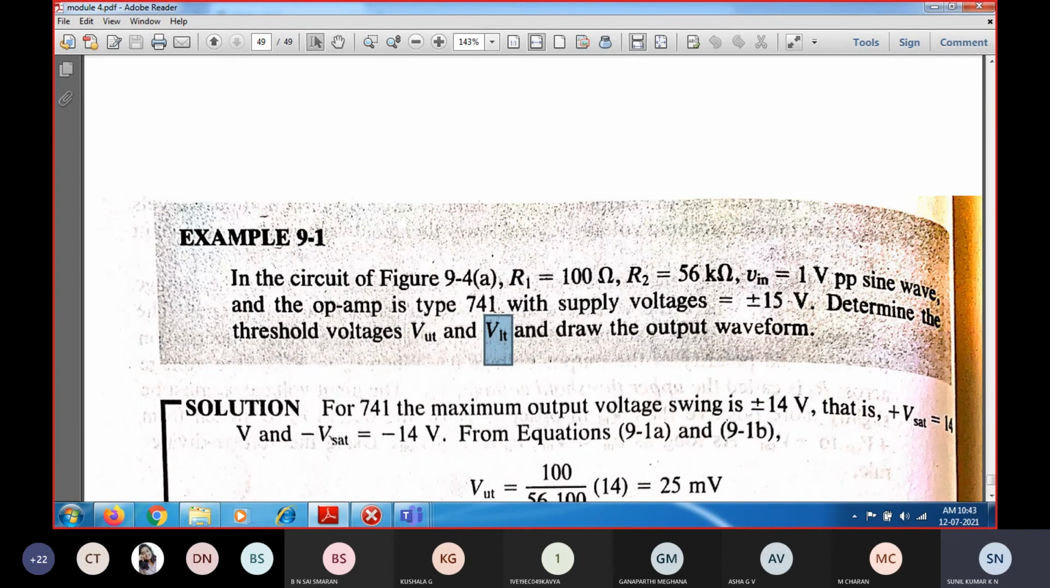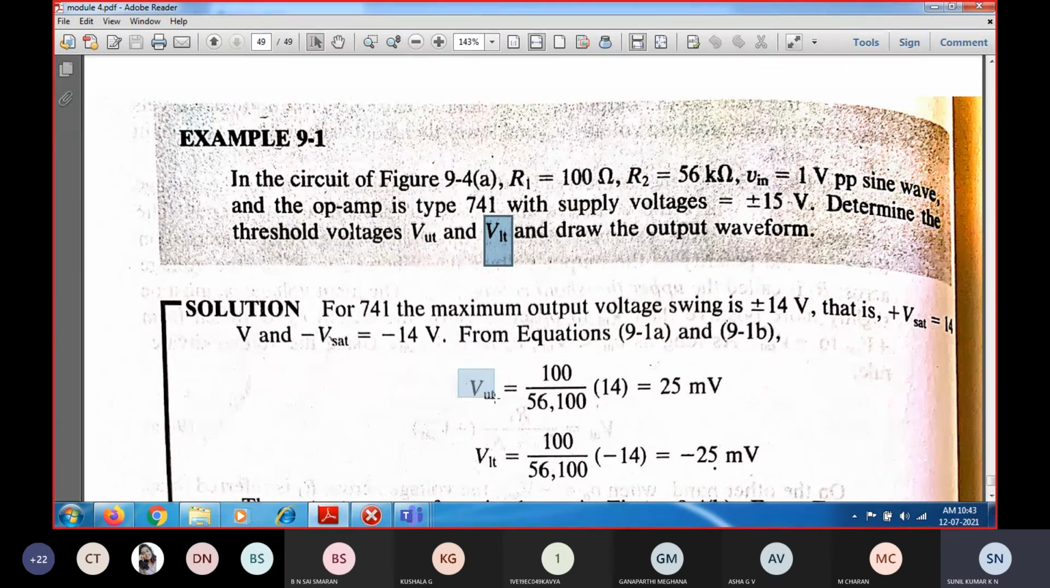So he is asked for the VUT and VLT. So VUT, what is VUT? VUT is nothing but the maximum output voltage, which is 1 volt less than the maximum power supply. So plus or minus 15 means plus 14 volts we will be getting. And what is the resistance R1? R1 is 100, multiplied with R1 plus R2, so 56K plus 100, that is 56.1K.